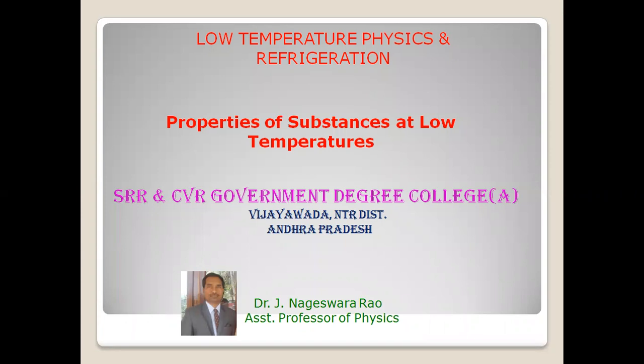We are discussing different methods to produce low temperatures and also different applications of low temperature physics. Today we will discuss some of the properties of substances at low temperatures. We know the properties of substances change at very low temperatures when compared with the properties of substances at room temperature.